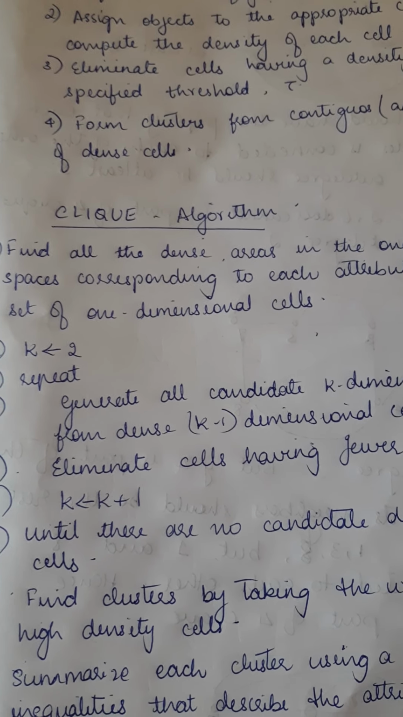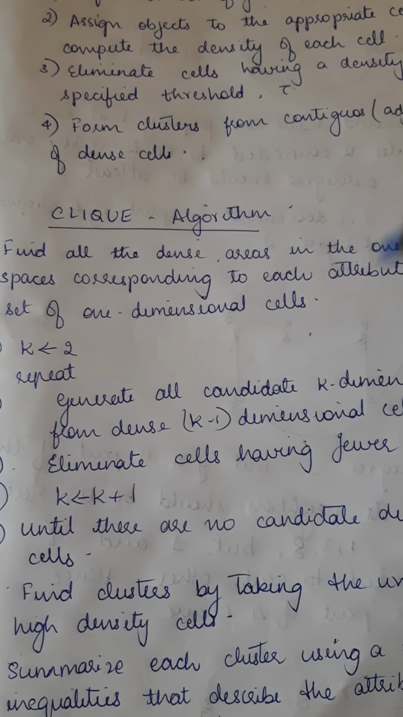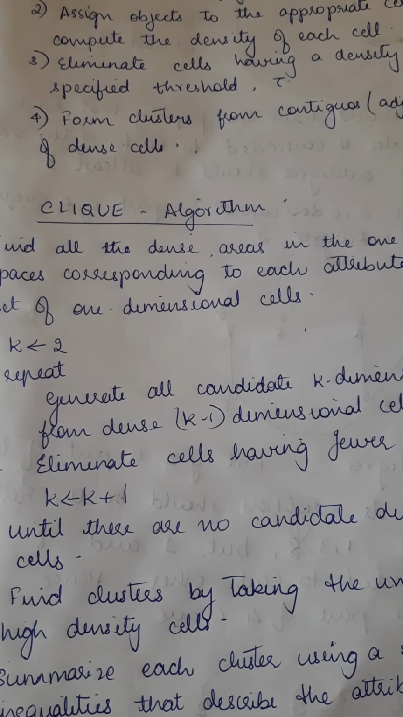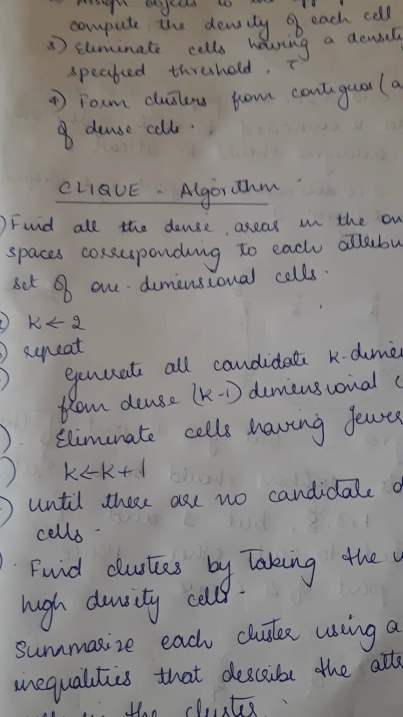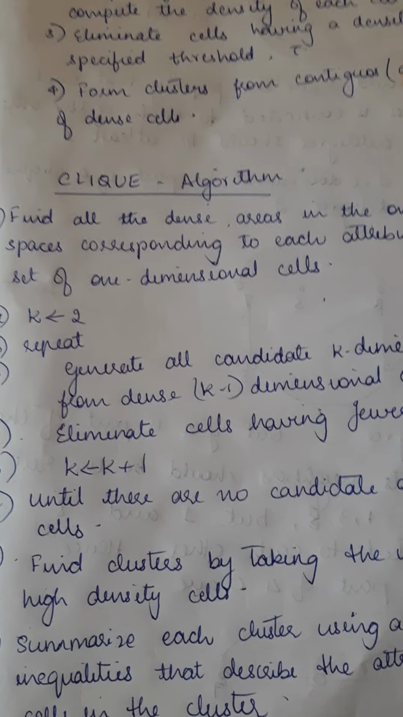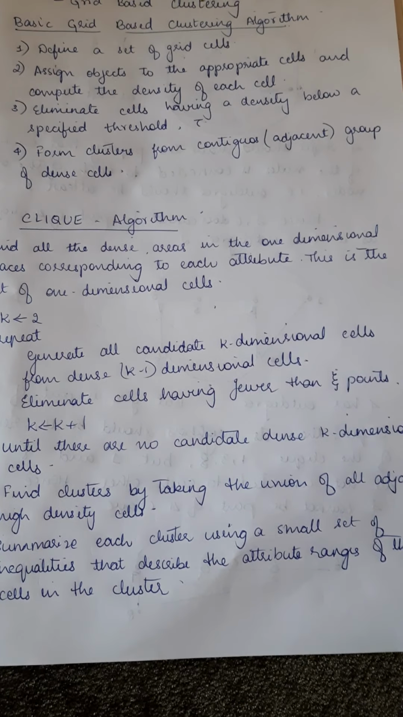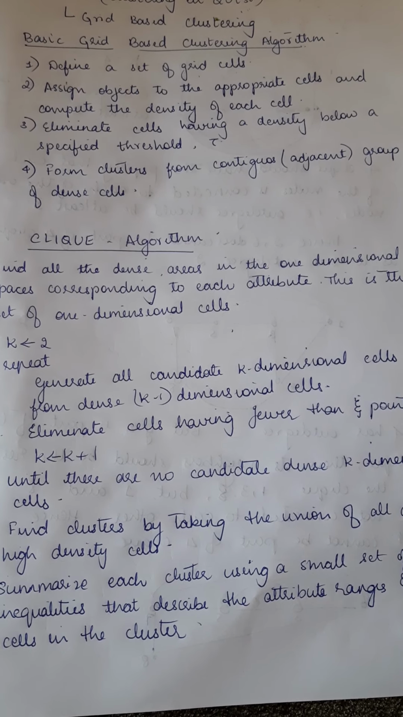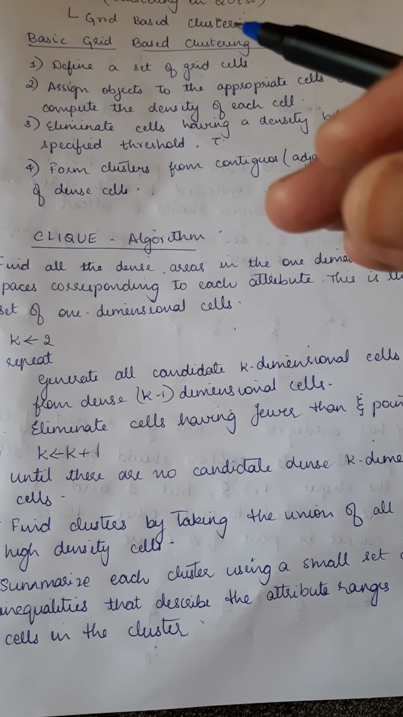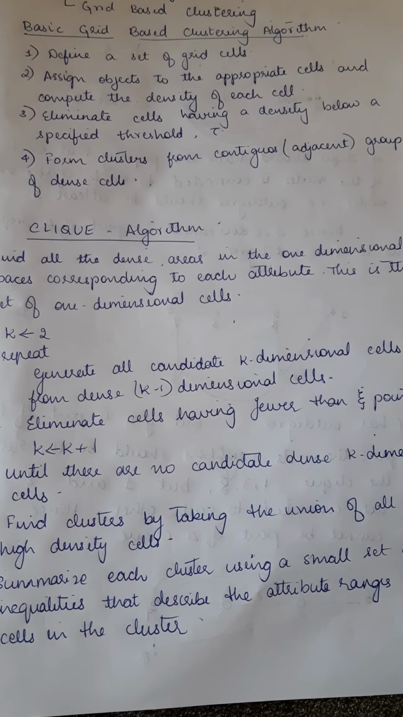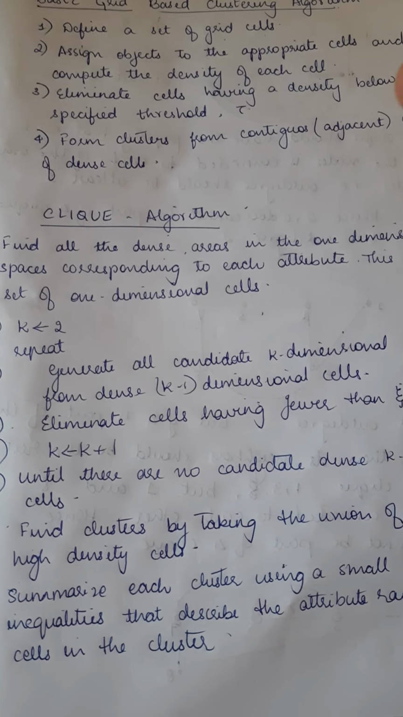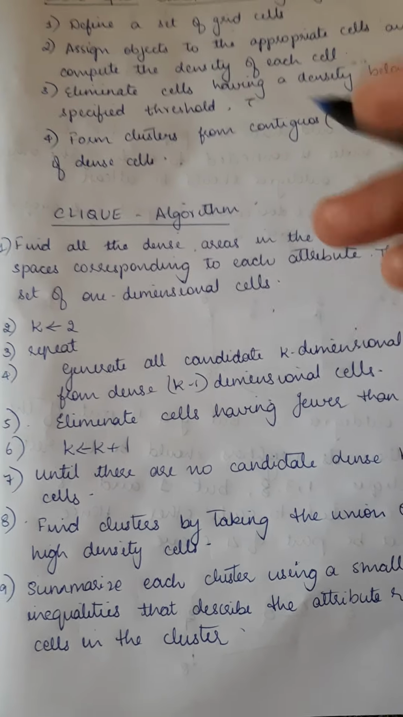Then we find the neighborhood cells, and then we grow into 2D, 3D and so on. So that is what this CLIQUE algorithm will do. It will find all the dense cells, dense areas in one dimension, then find the neighborhood cells in that particular subspace and start clustering them. So you have the algorithm here. I will explain this algorithm with an example.